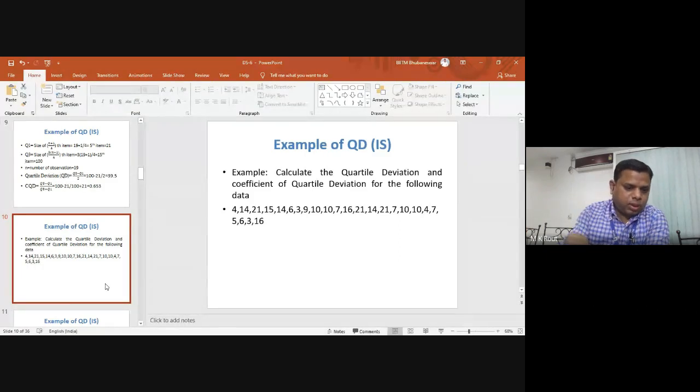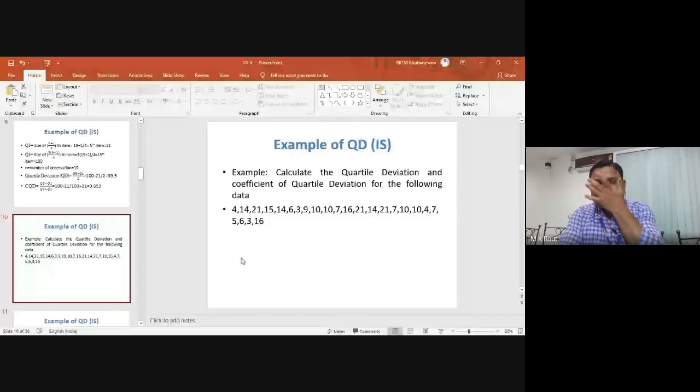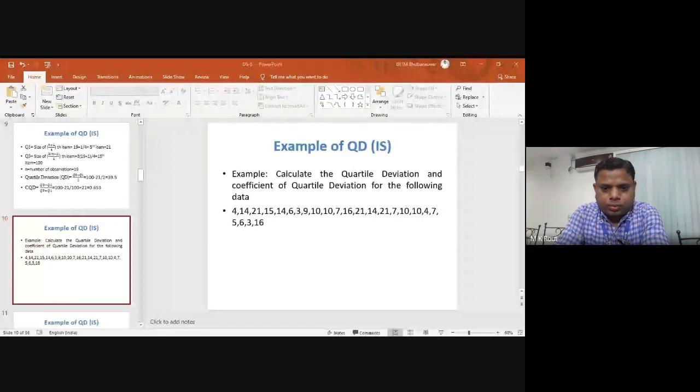Just note down. I will call one by one. Then after we proceed to make a table, write down the X variables and their respective frequencies. Then you proceed to calculate the cumulative frequency.